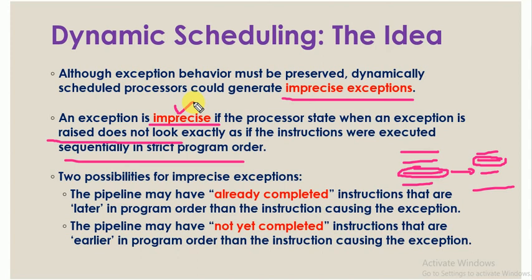That cannot be permitted. If the program order is changed dynamically, then if one instruction produces an exception, it must be precise. It should not produce an imprecise exception. There are two possibilities for these imprecise exceptions. One is that the pipeline may have already completed instructions that are later in program order than the instruction causing the exception. Similarly, the pipeline may not yet have completed instructions that are earlier in program order. So something to be finished earlier might complete later. That may be one situation.